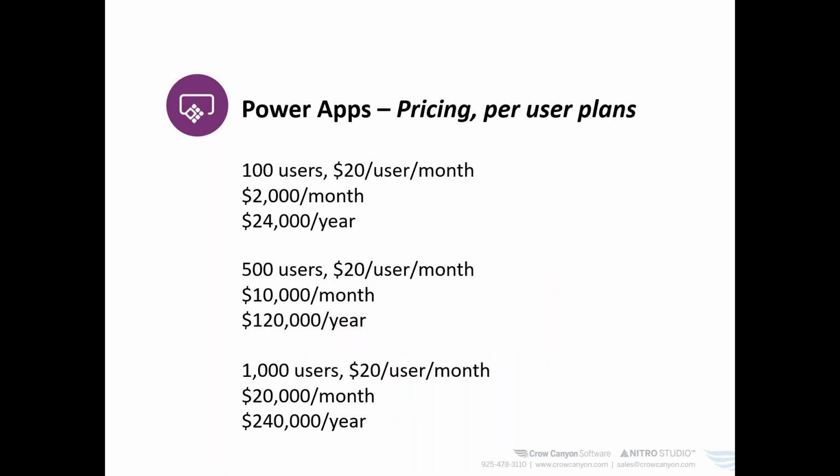Okay, so we started to do some calculations here. If you're on the per user plan and you want to use unlimited apps, with 100 users you have $2,000 a month, $24,000 a year. If you have 500 users, you're at $120,000, and 1,000 users at $240,000. So you see the prices go up.